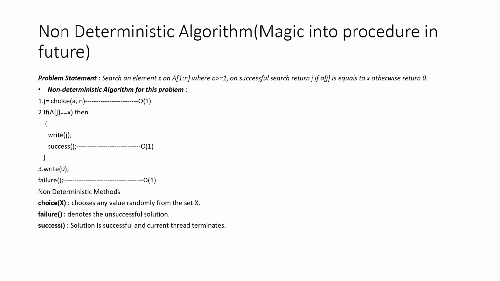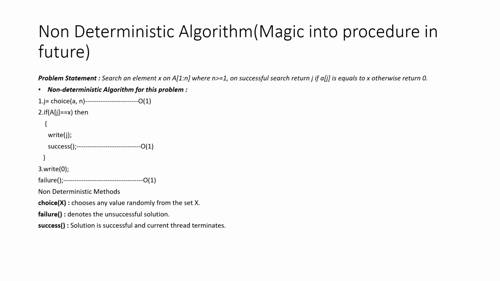Choice is a method which chooses a value from the array element, success is a method which returns success if a solution is found, and failure is a method which returns that the solution is not found, that is, the element is not found. So in this procedure we have three methods: choice, success, and failure, and we are assuming all three work in O(1) time, that is, in polynomial time.